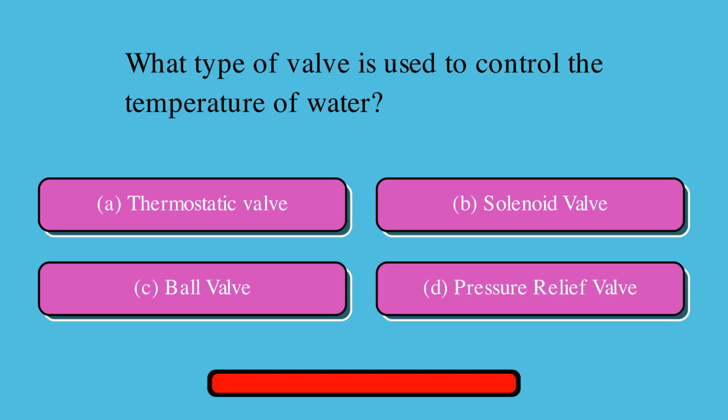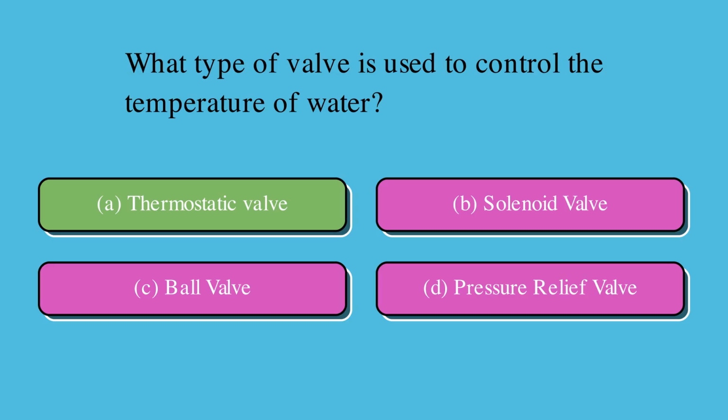What type of valve is used to control the temperature of water? Is it A, thermostatic valve, or B, solenoid valve, or C, ball valve, or D, pressure relief valve? The correct answer is A, thermostatic valve.